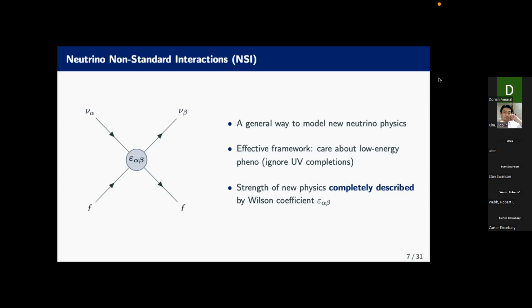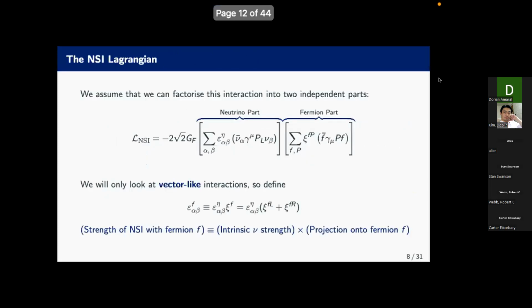And yes, it's completely characterized by this parameter epsilon, this second Wilson coefficient in the EFT lingo, and it just tells us how strong this force is. So the Lagrangian for non-standard interactions, you can think of as being able to be factorized into a separate neutrino part and a fermion part. So here you have some epsilon, which characterizes the inherent strength of the neutrino part of the interaction, and this psi that is essentially telling you how strongly you are going to interact with that particular fermion. And there's no big reason to believe that these two structures should talk to one another. So the neutrino part and the fermion part, you may as well just factorize that.